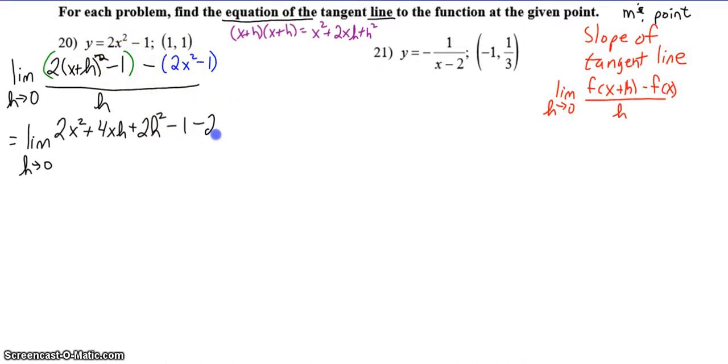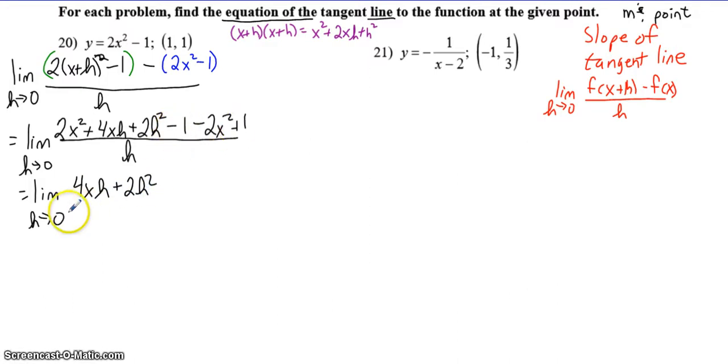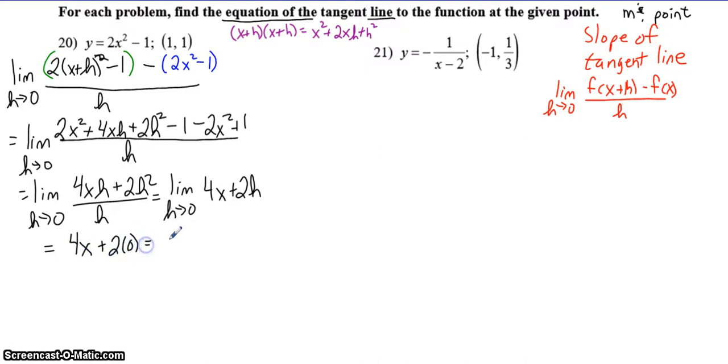Now I'm going to take that minus the 2x squared minus the negative 1 and combine like terms. So 2x squared minus 2x squared, we get 4xh, plus 2h squared, minus 1 plus 1, all over h still. Now you can definitely see the 0 over 0, but since you can see it, you can notice, bye bye h, common factor of h. Now plug in 0 for h to evaluate that limit, so 4x plus 2 times 0 is 4x. So the slope of any line tangent to this curve is 4 times whatever the x value is.